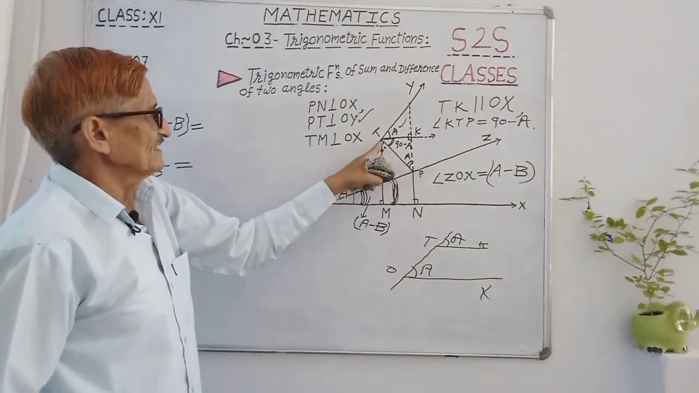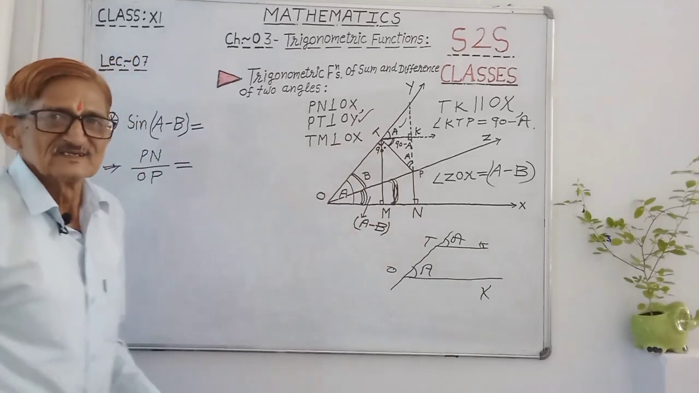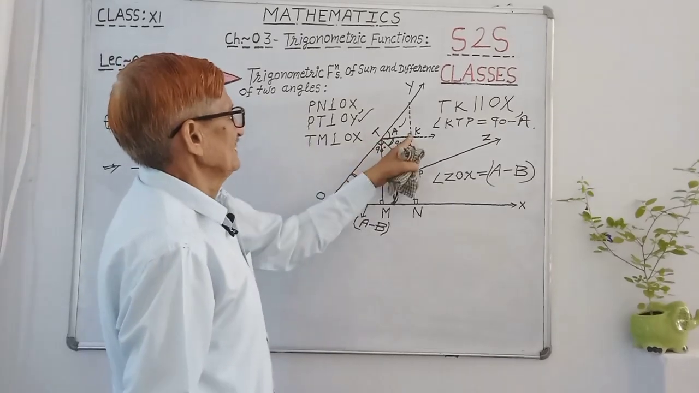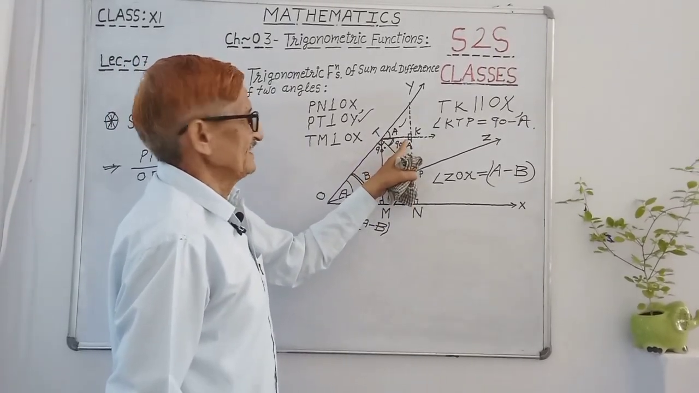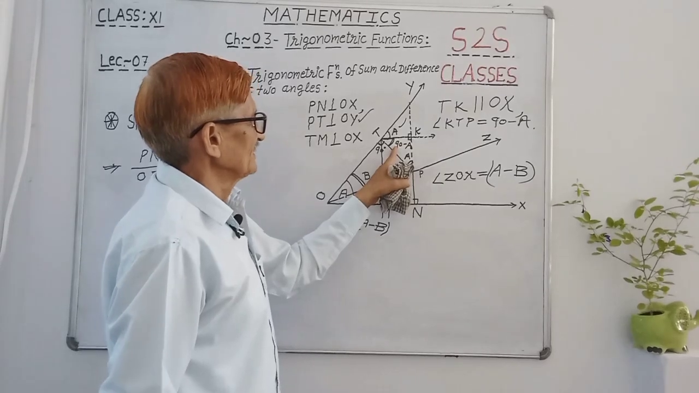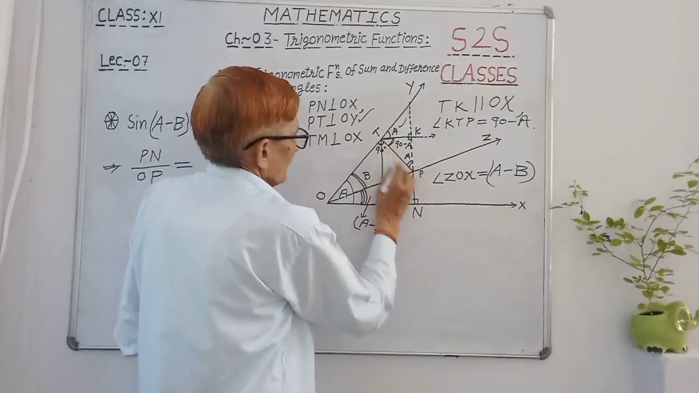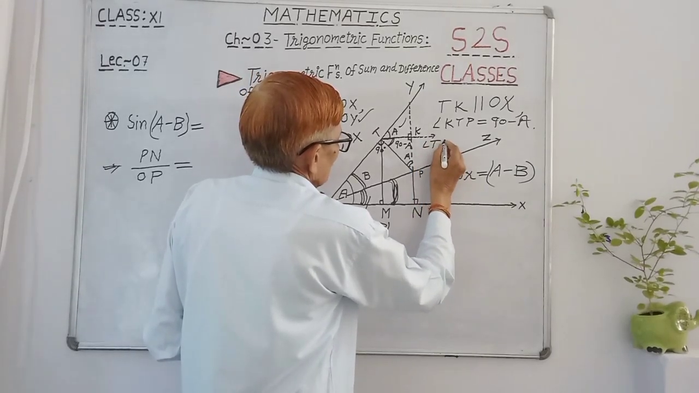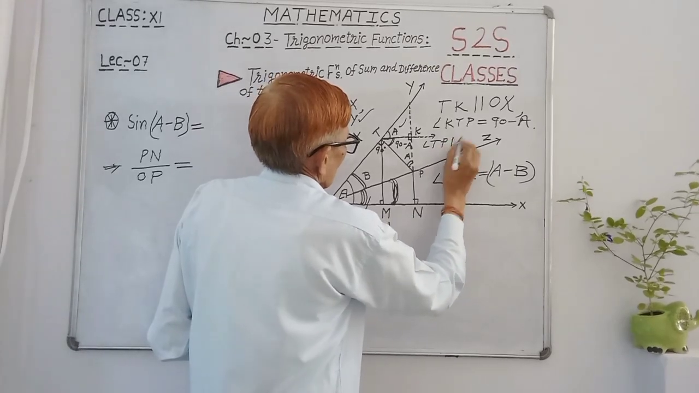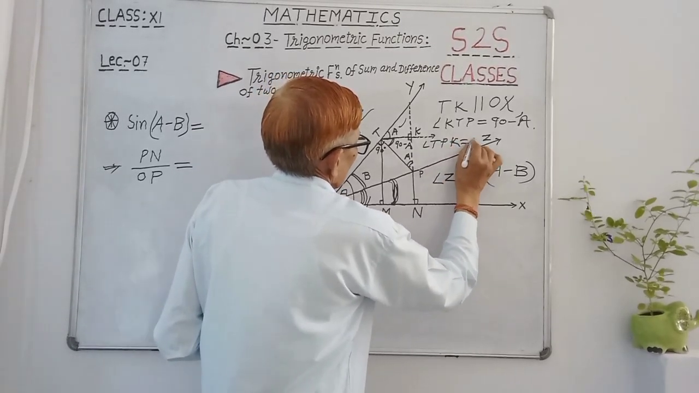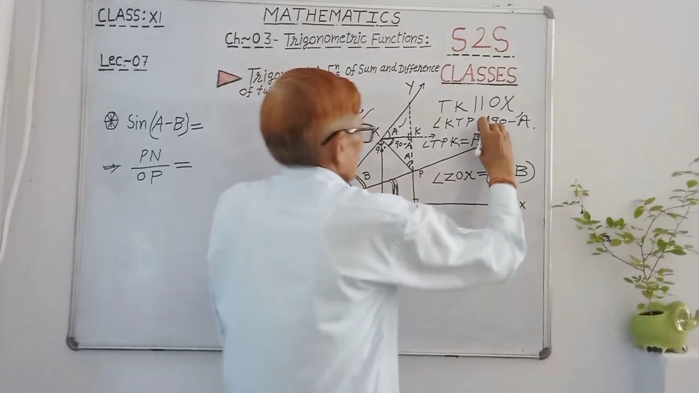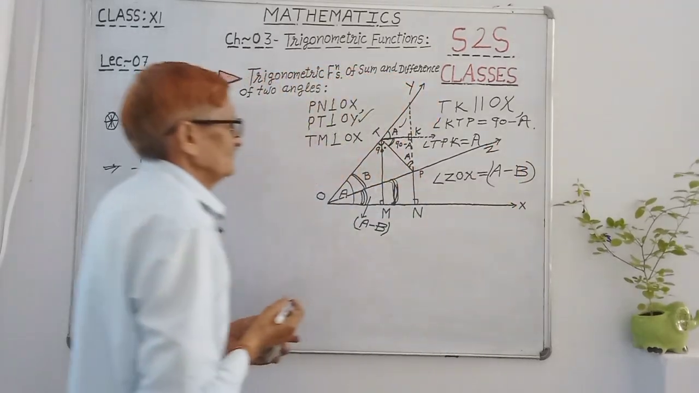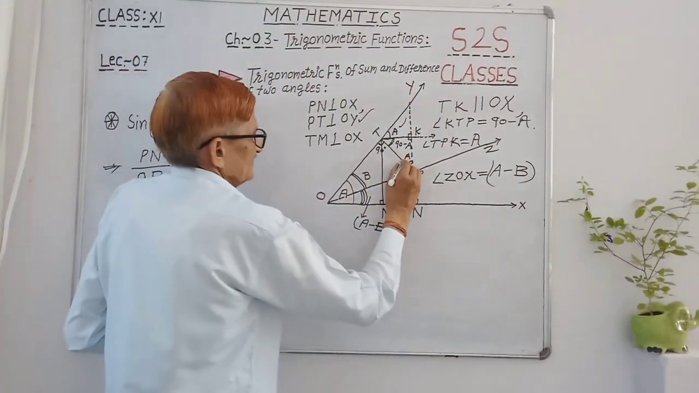After that, in right triangle TKP, one angle is 90 at the K, the other angle is 90 minus A, so the third angle will be A. So angle TPK will be A. This angle will be A.